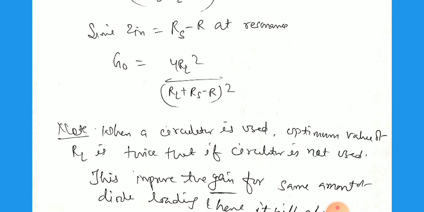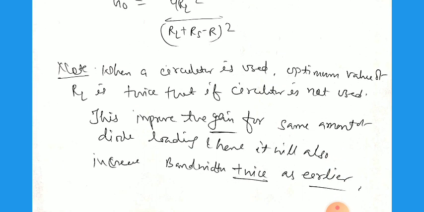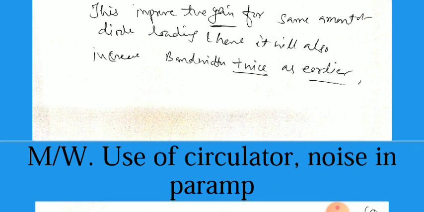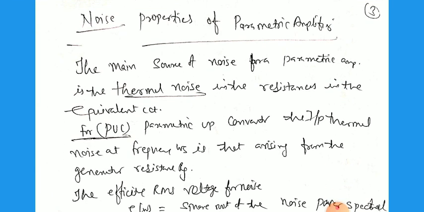Note, when the circulator is used, the optimum value of RL is twice that when the circulator is not used. This improves the gain for the same amount of diode loading, and hence it will also increase the bandwidth to twice that of earlier, where we have not used a circulator. So this is the advantage of the circulator: it increases the bandwidth as well as the stability of the circuit and the gain also.